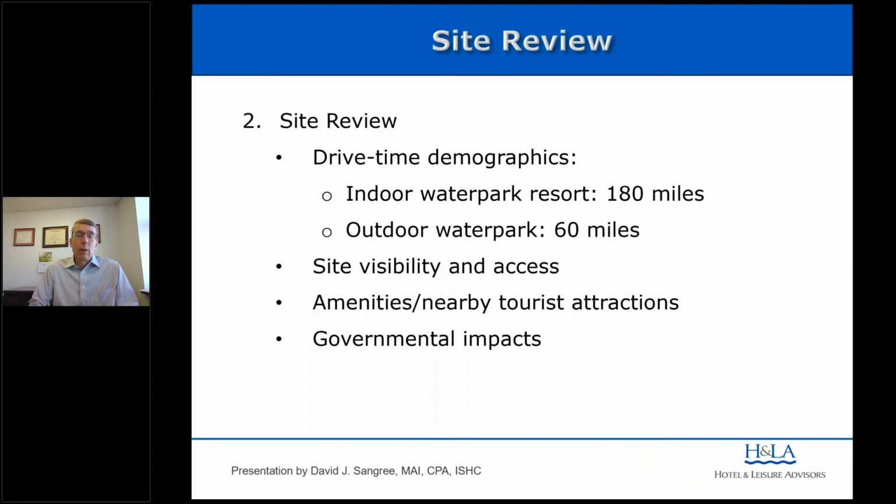And what is the access from the area highways? If it's not right off the interstate, is it relatively easy to direct people to get to the location?